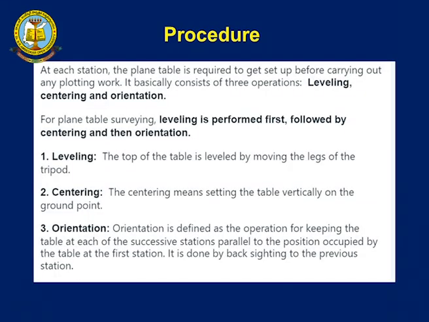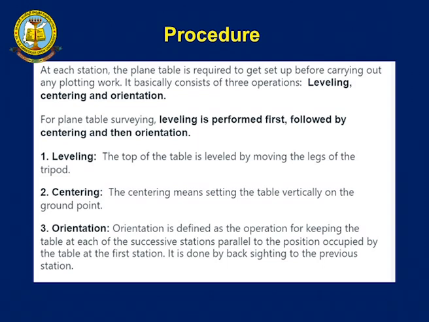Now, the procedure is that at each station the plane table is required to be set up before carrying out any plotting work. Before carrying out the mapping, you have to do three steps in plane table survey. What are the three steps? Leveling is one, centering is one, and orientation is one. For plane table surveying, leveling is performed first, followed by centering and then orientation.